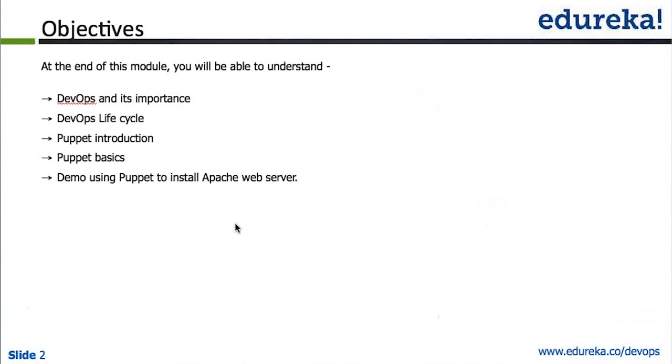We will talk about DevOps and its importance, why it is needed in today's world, and what benefits we have. We will understand the DevOps life cycle, so what all comes in the life cycle of DevOps. We will give you an intro about Puppet, what Puppet is and how you can use it to automate the configuration of your infrastructure. And finally, we will use Puppet as an example to give you a demo where you can automate the configuration of web servers, say Apache web server.